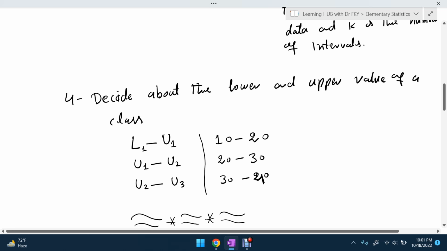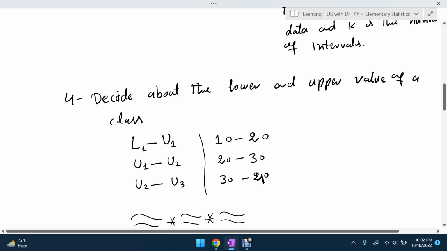Other people can use other rules, but I think this one is simple, so you can use this. In this interval the values will be from 20 to 29.99. The value 30 will not be here; it will be in the next class. In this class the values will be from 30 to 39.99. The value 40 will be in the next class, if there is one.